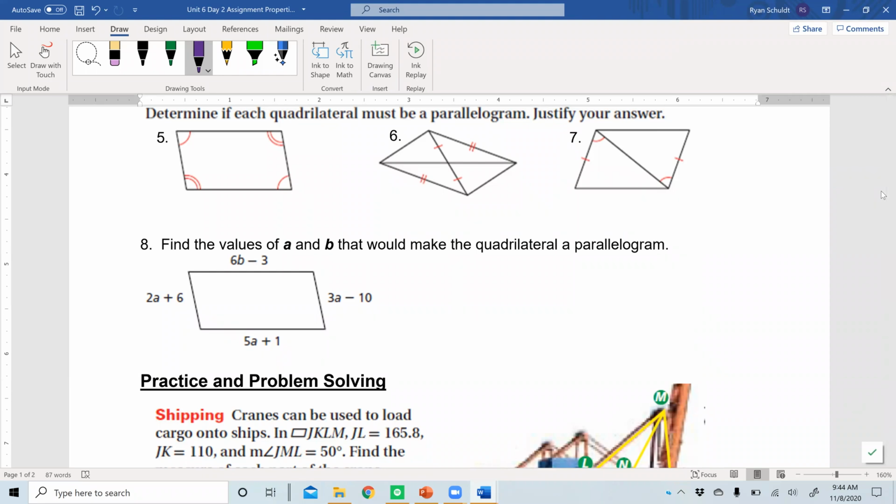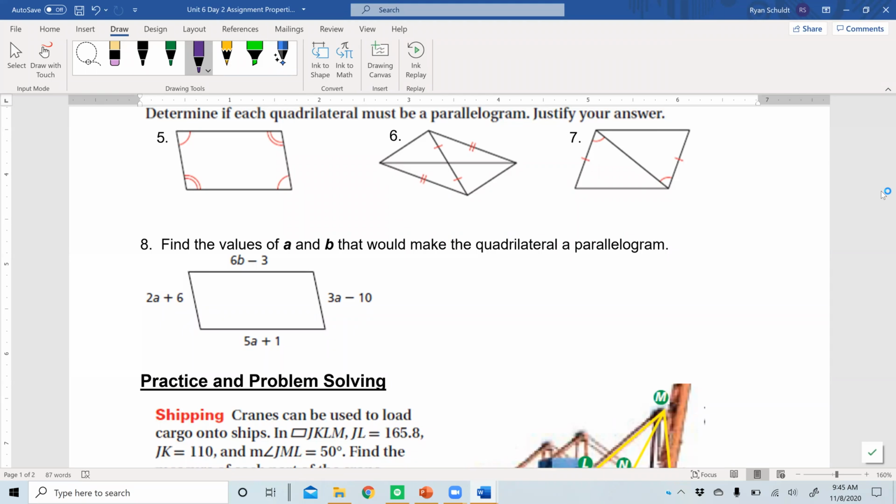Okay, next one. Determine if each quadrilateral must be a parallelogram. Justify your answer. In other words, you can't just tell me yes, no, yes, no. You gotta say yes because blah, blah, blah. But don't write blah, blah, blah. I would still count that wrong. So let's look at the first one, number 5.